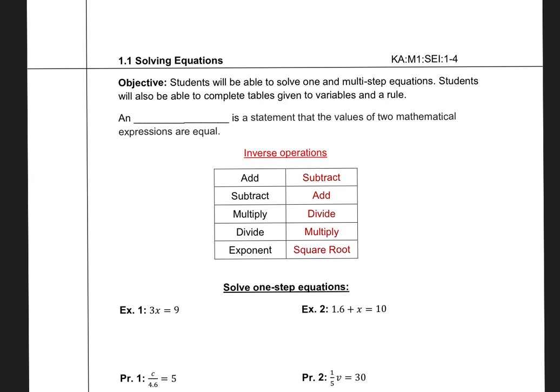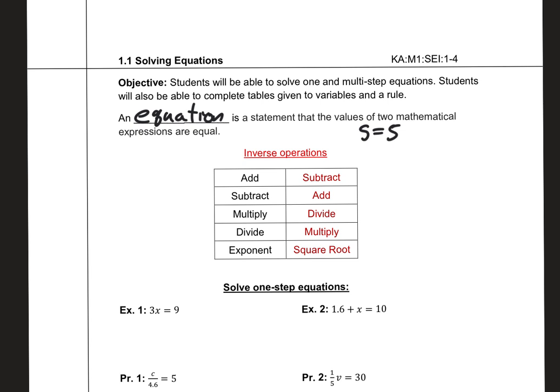First off, we want to know what an equation is. An equation is a statement that the values of two mathematical expressions are equal, okay? So even if I just said that, hey, you know what? 5 is equal to 5, that's an equation because we have two things that are equal. Simple.